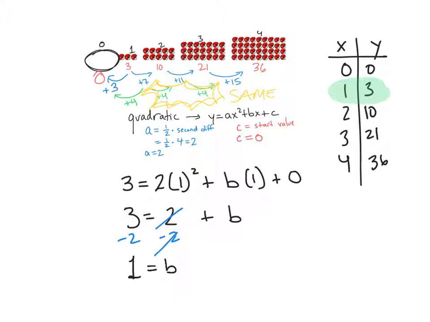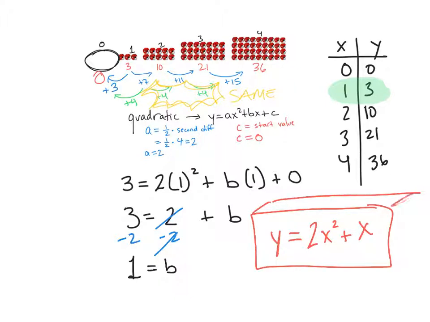So after all that, we can write our final quadratic explicit equation, which is Y equals A is 2, X squared, plus 1 is B, so I'm just going to put X because there's just one X. And then plus 0 is my C, so I don't even need to include that. Shablamorama, I am finished.